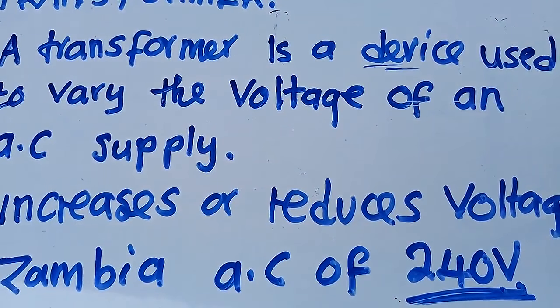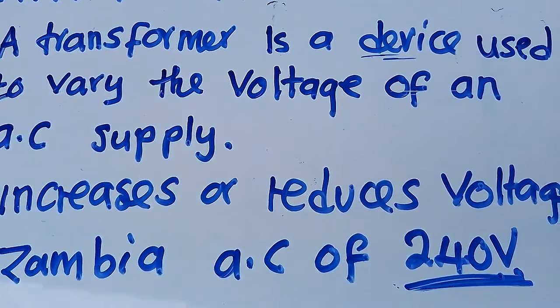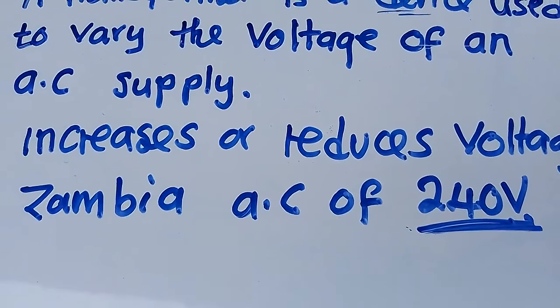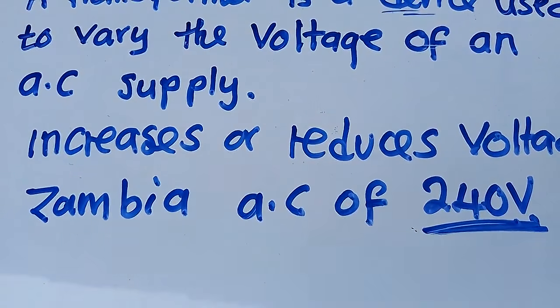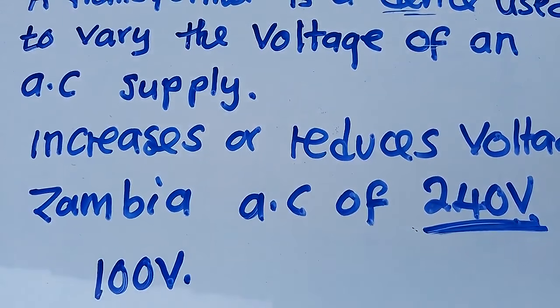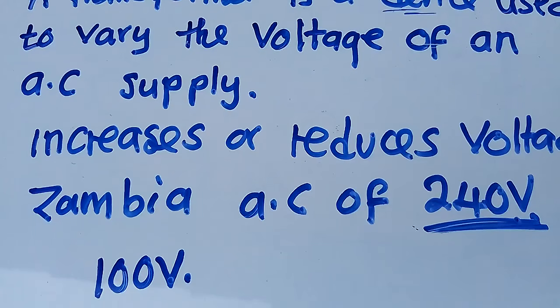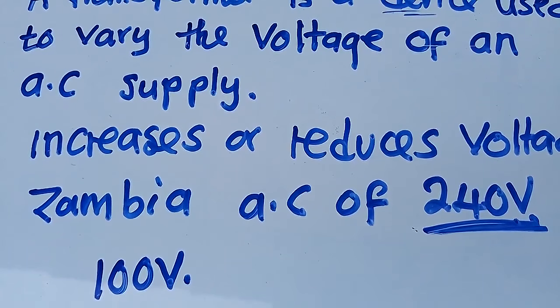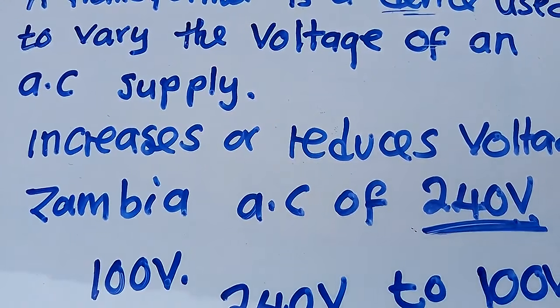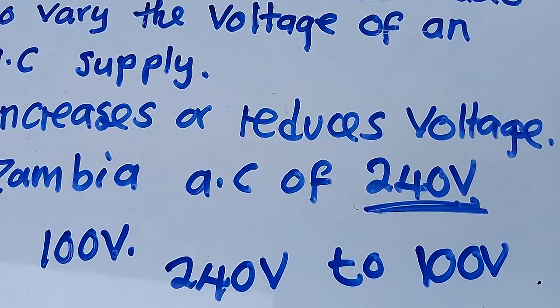But for instance, let's talk of Japan. In Japan, their voltage of AC supply is 100 volts. Meaning that if Japanese electric appliances are used in Zambia, a transformer is needed to change the voltage of the AC supply from 240 volts to 100 volts. This is what we are actually talking about.